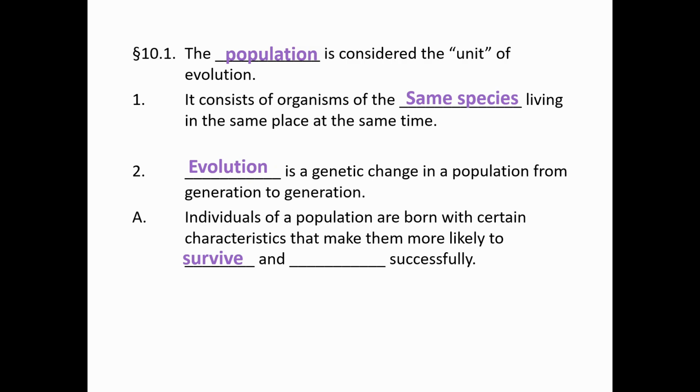And we see that the individuals within the population that are born with certain characteristics may be more likely to survive and reproduce successfully. So it's not enough to just survive and live a long life. It's more about, can you produce the most offspring over your lifetime? So the population is a group of individuals of the same species, in the same spot, at the same time, and as they go through changes from one generation to the next, they're experiencing evolution.